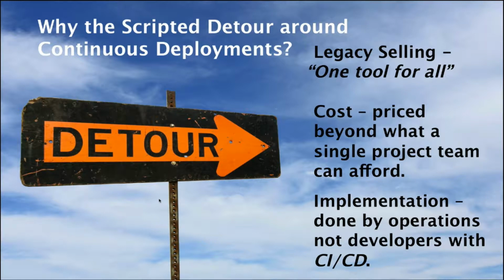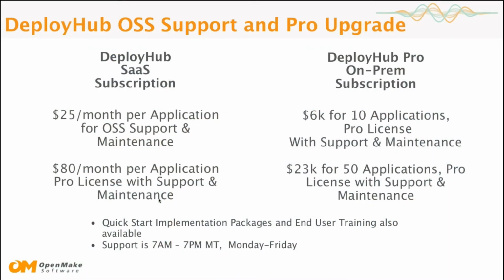Our competitors cost way beyond a single project team. Because they're enterprise level and one tool for everybody, a single team can't afford it. So instead, DeployHub is a very low cost solution. We have a SaaS version that's available. It would be $25 per month for an application for the open source.